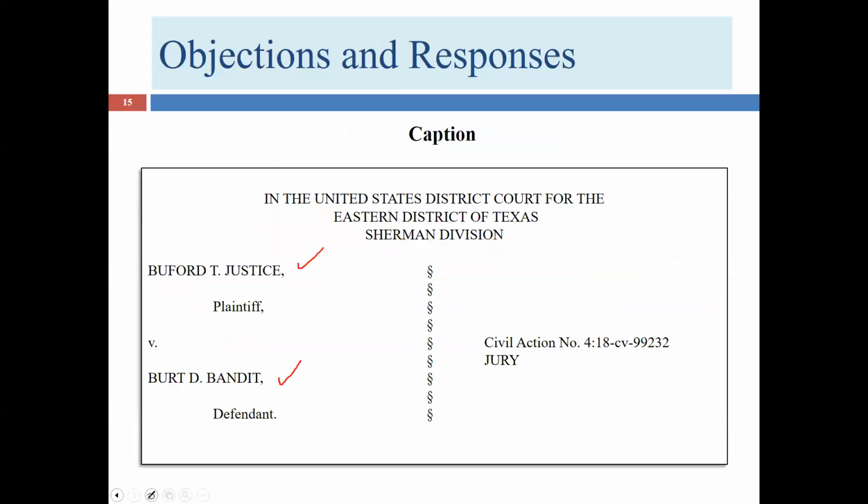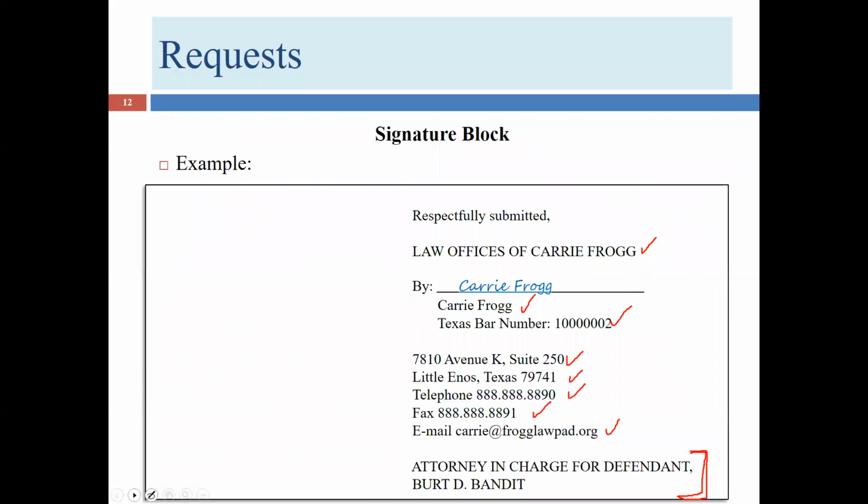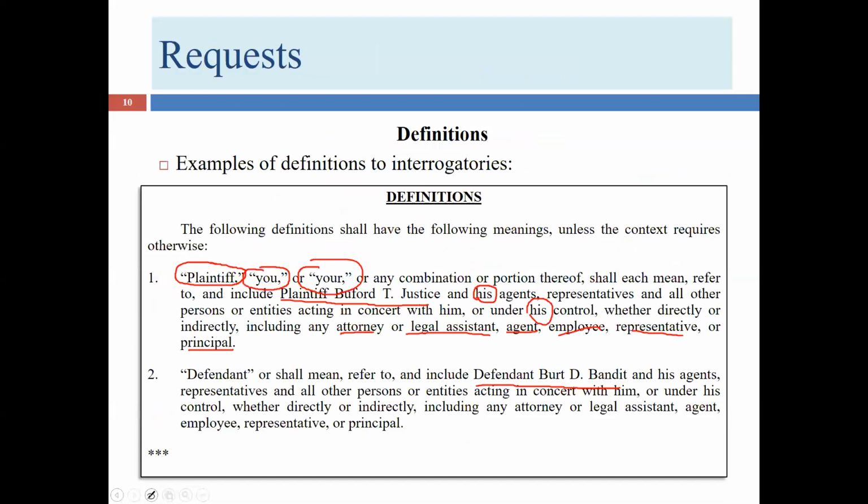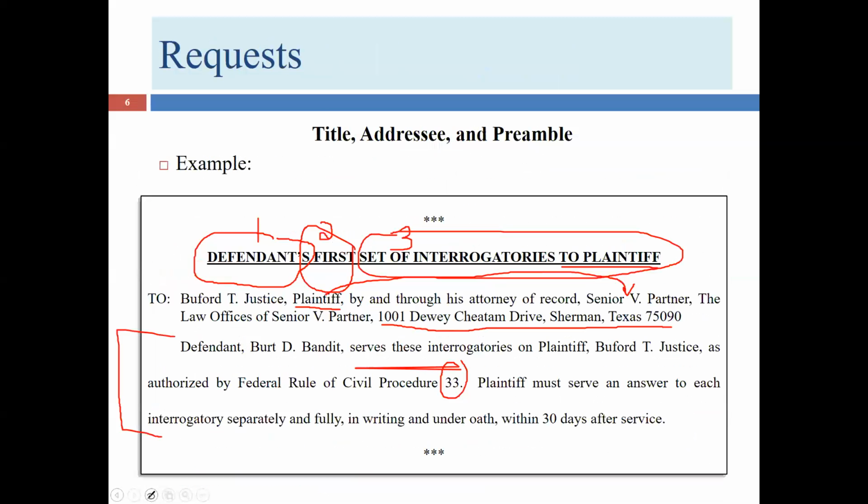Going back, let's just see, so hopefully this will make it clear. The person that Carrie, who's representing the plaintiff, is sending it to is the defendant's attorney. So Carrie is sending it to Senior V Partner. That's who she's mailing it to, and let's see. Oops, here we go. Well, yeah, sure enough, that's exactly who she's mailing it to at that same address.